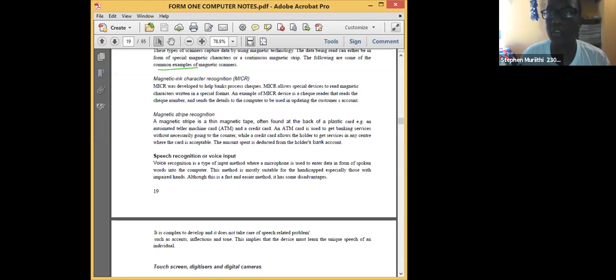Often found at the back of a plastic card. I can give you an example. Some of you are familiar with these examples.